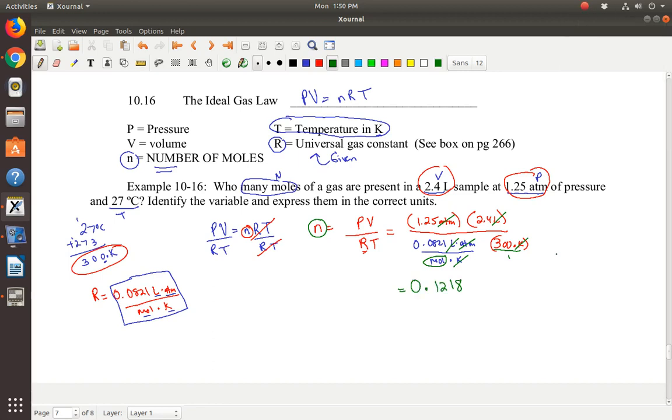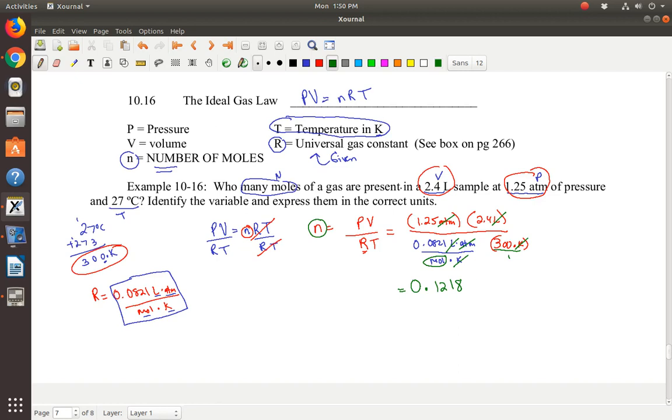Now when you're doing this, be careful. You're going to say 1.25 times 2.4. You're going to divide by 0.0821, and you're going to divide by 300. So you divide by both of these numbers on the bottom. Make sure your order of operations is very careful.